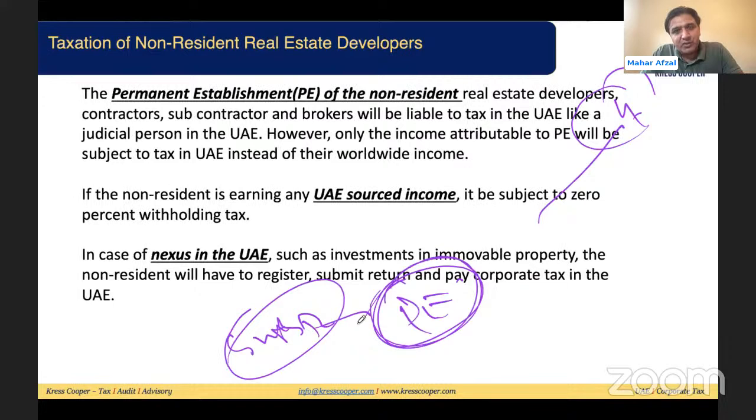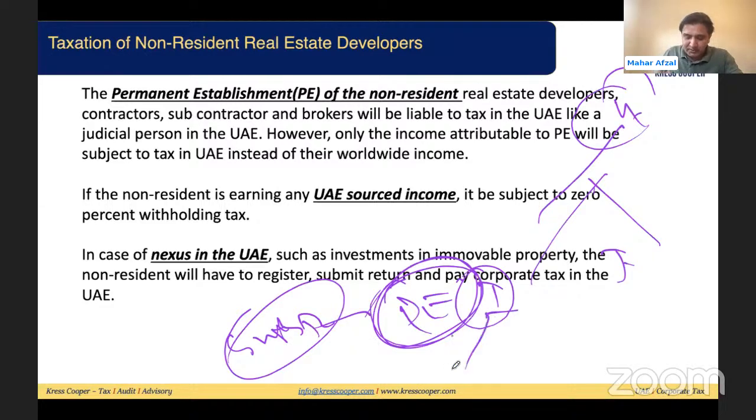If they have nexus in the UAE, any non-resident, the nexus could be through investment, whether an individual or a juridical person. If it is an individual, British national, American national, Australian national, Pakistani, Indian national, Egyptian national, Saudi Arabian national, whoever it is, if they have any investment in property within the UAE and are getting income from there, that income will not be subject to corporate tax. We have already discussed this in detail.